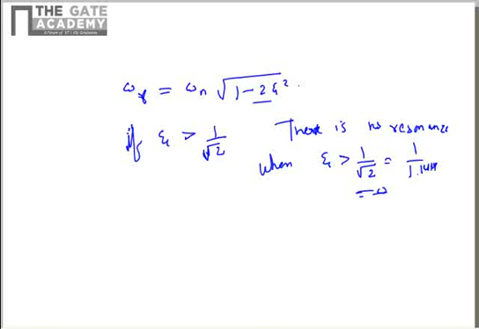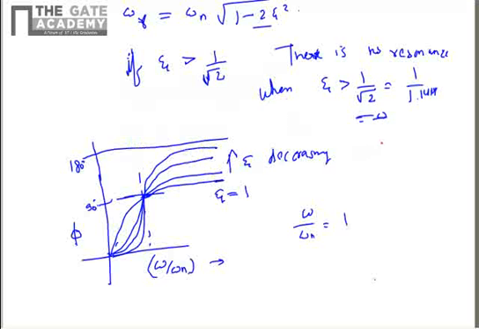Now what about the phase? The phase equation is tan psi equal to 2z omega by omega n divided by 1 minus omega by omega n whole square. If you plot this, I've drawn this a priori, you will get a graph like this. The phase will vary from 0 to minus 90 to minus 180 degrees. So the phase will be negative.